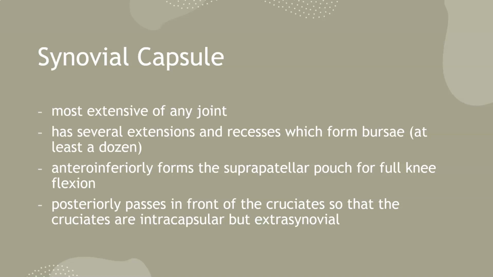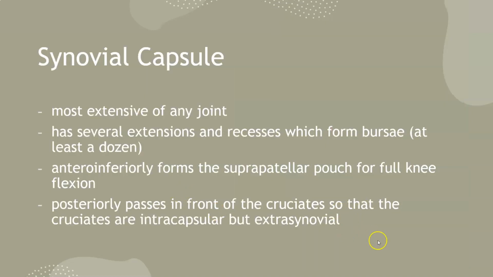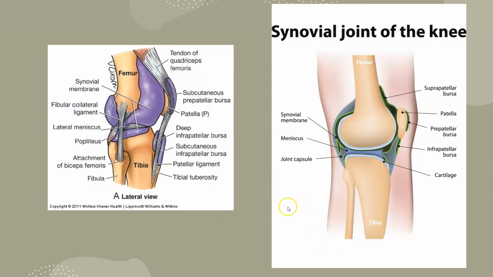Antero-inferiorly, it forms what's known as the suprapatellar pouch for full knee flexion. So we do need this looseness in the suprapatellar pouch. We can see this part kind of hanging down here when we look at the patella. We have this pouch running here, and this is what allows for a bit of that looseness, allowing full knee flexion. It posteriorly passes in front of the cruciates, so that the cruciates are intracapsular but extrasynovial.